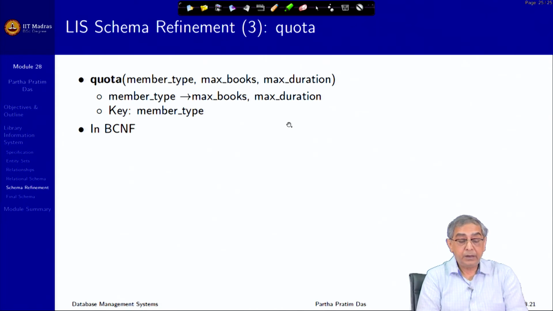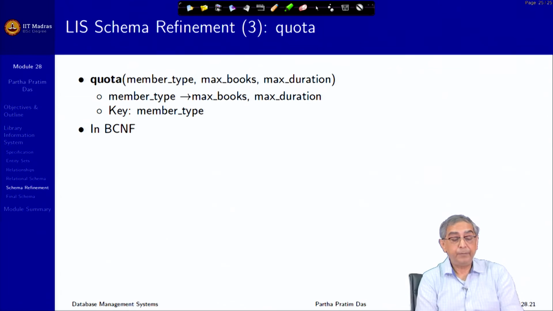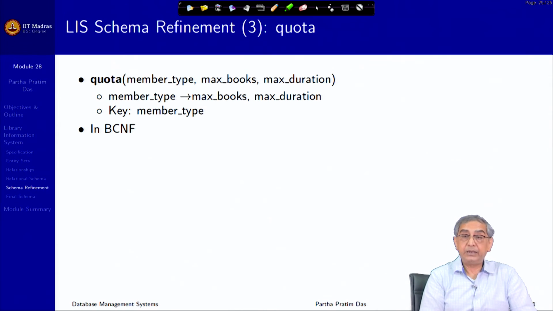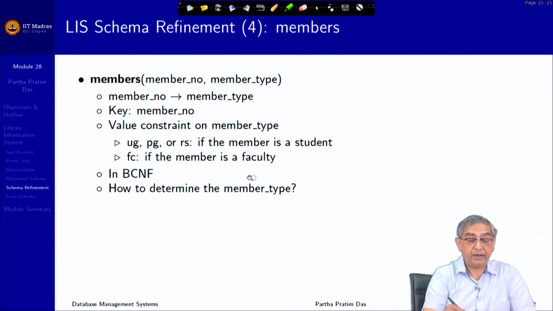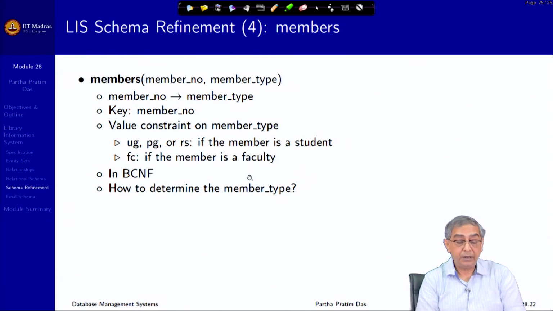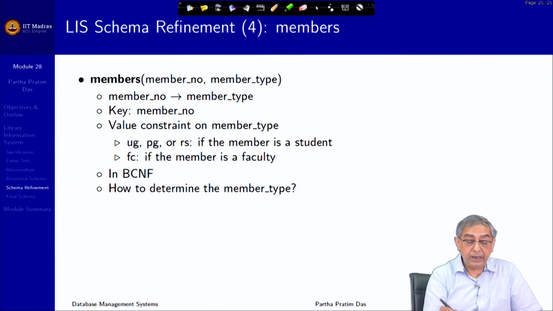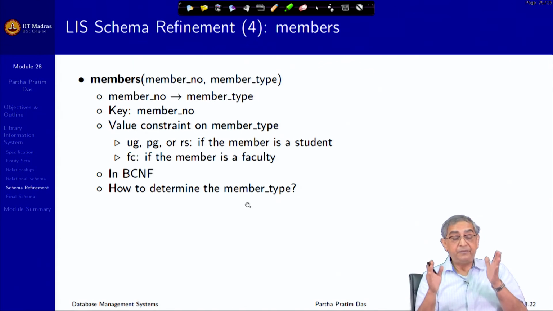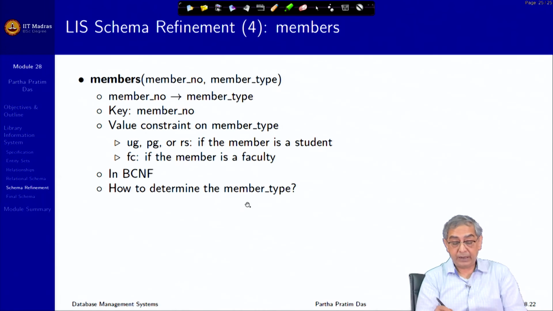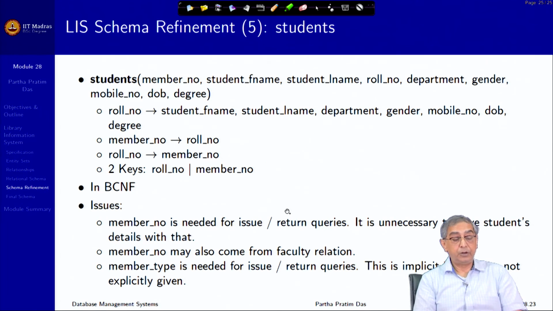Quota, member type will decide maximum books, maximum duration. So, member type is a key, it is in BCNF. Members, very easy to see that member number is the key which decides member type, and there is a value constraint on the member type, but otherwise this is in BCNF. Certainly, there is a question as to how do you get the member type, right. So, that question you will have to answer.